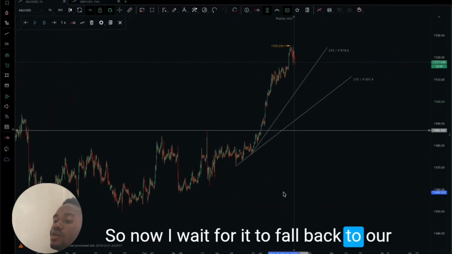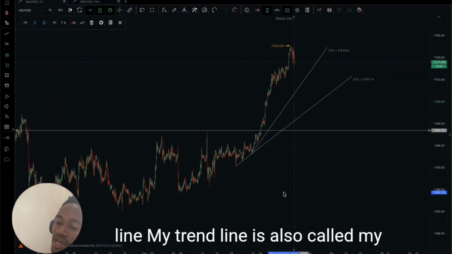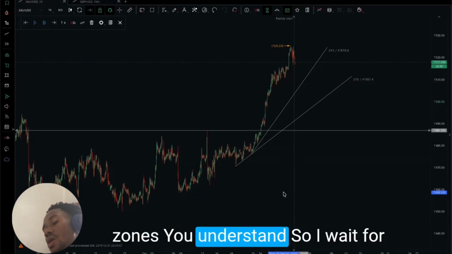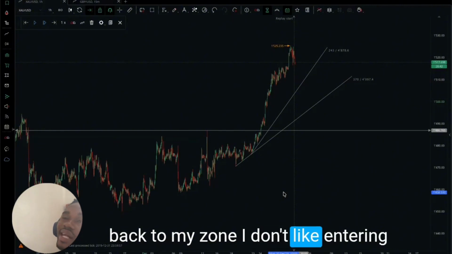So now wait for it to fall back on a trend line. I have my set of rules, and one of my rules is I never trade when the market is not in my trend line. My trend line is also called my zones, you understand? So I wait for it to get back to my zone. Once I get back to my zone, I don't like meet markets, right?